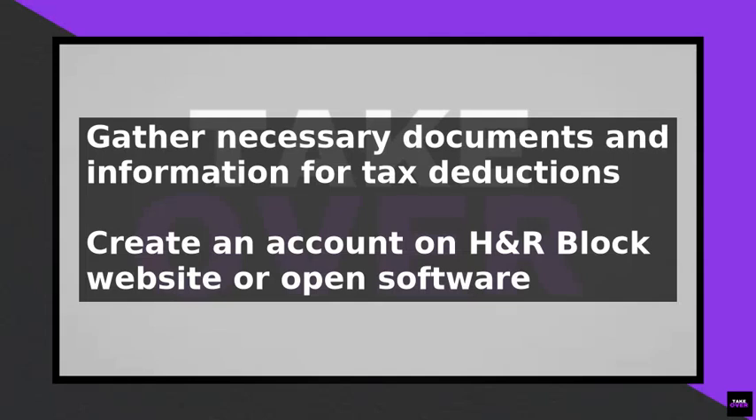To claim deductions with H&R Block, start by gathering all necessary documents and information. This includes W-2 forms, 1099 forms, receipts for charitable donations, medical expenses, and any other relevant records.